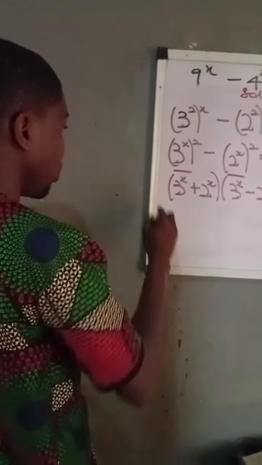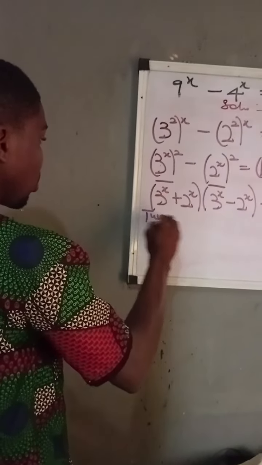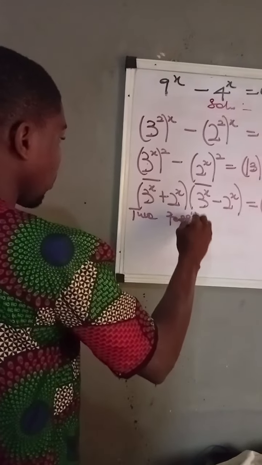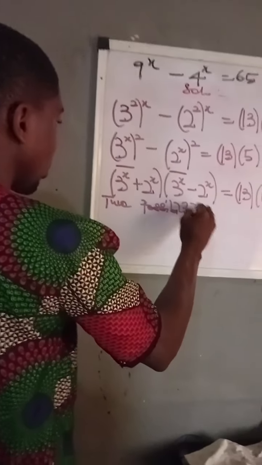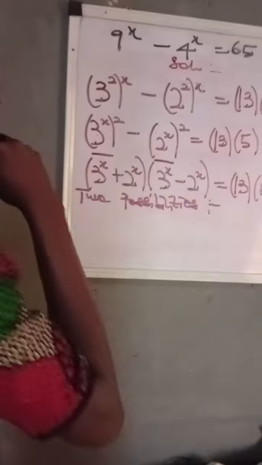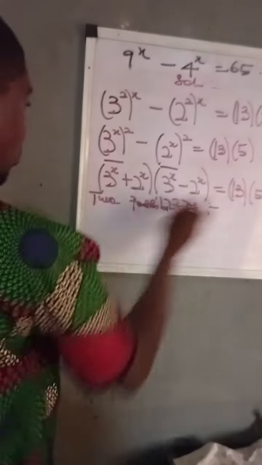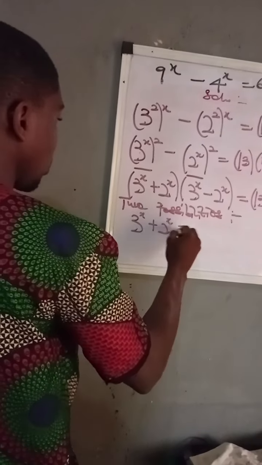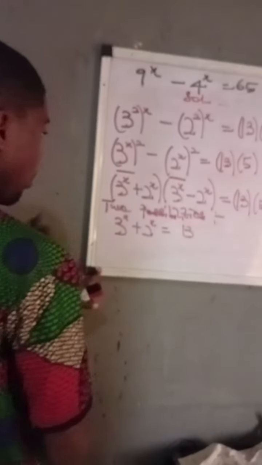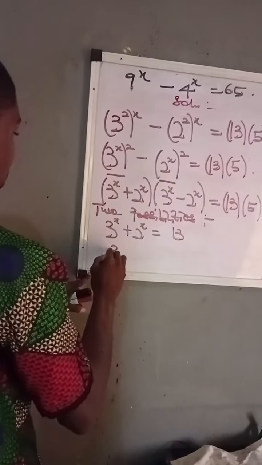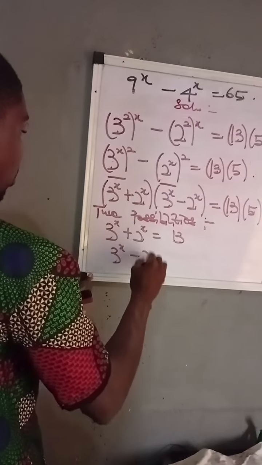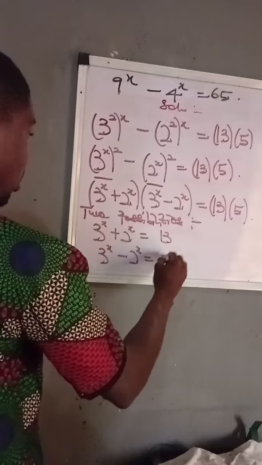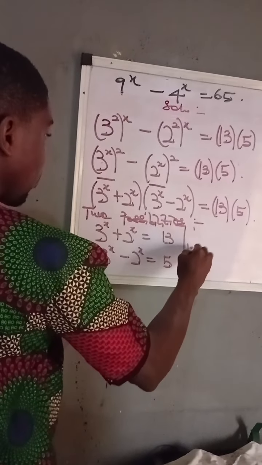Let me take the first possibility. The very first possibility we have here is that this is equal to this. That is, 3 to the power of x plus 2 to the power of x is equal to 13. Then we also have 3 to the power of x minus 2 to the power of x is equal to 5. This is the first possibility.